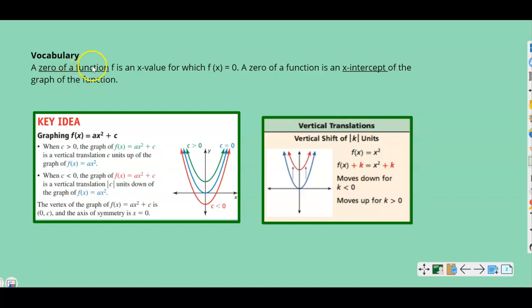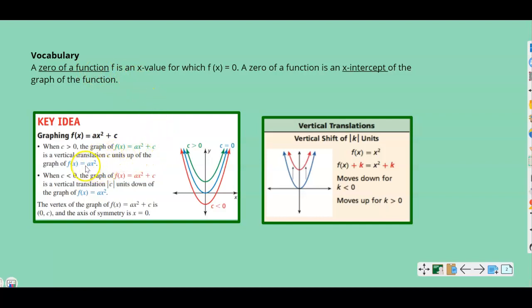All right, a zero of a function f is an x value for which f of x equals 0. A zero of a function is an x-intercept of the graph of the function. So 0 is another word for solution. The x-intercepts are where the quadratic function crosses the x-axis, so that's why it's f of x equals 0, and those are called your zeros of the function. So your x-intercepts and zeros are very similar.